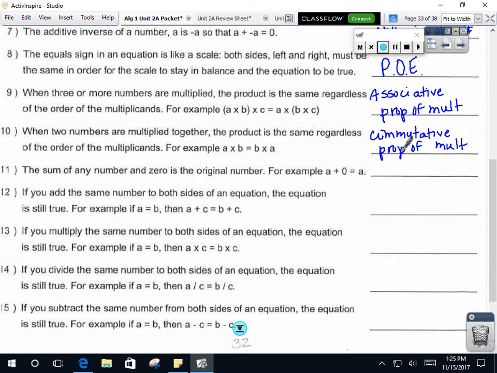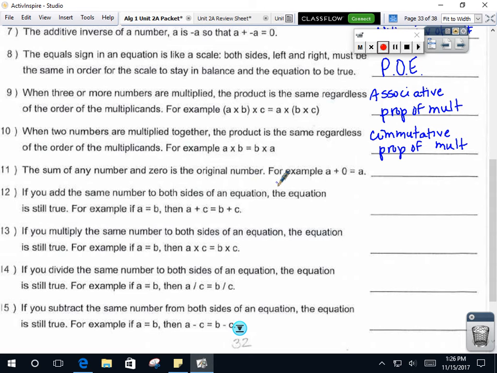Commutative property only applies to addition and multiplication, and for that same reason, associative only applies to multiplication and addition. Both of those only apply to multiplication and addition because order doesn't matter when you're multiplying and adding. The main difference between these two is with associative, the grouping is different. They're the same order, ABC, ABC, they're just grouping them differently. With commutative, they're reversing the order.